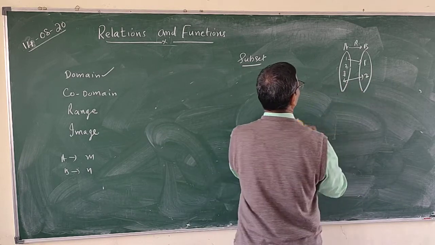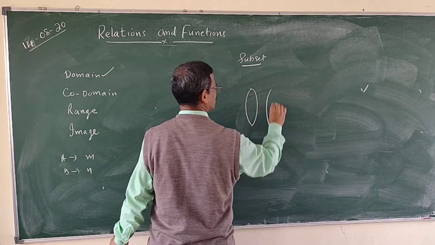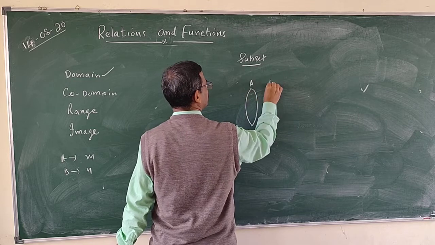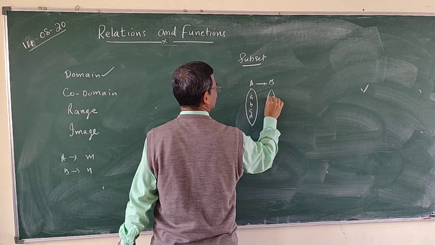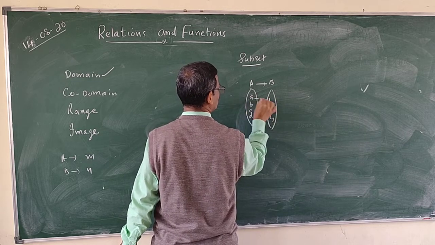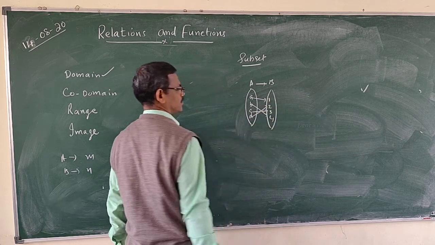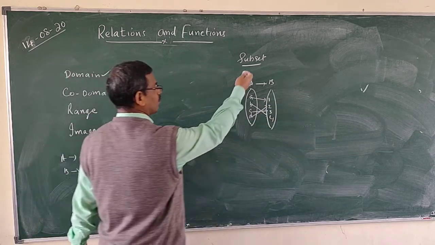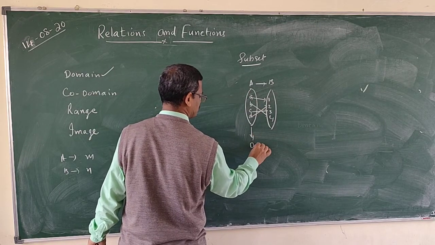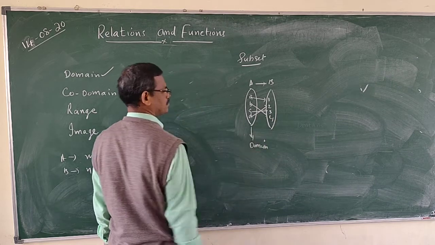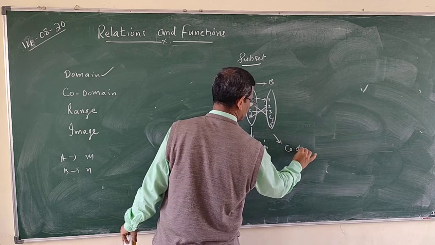Now suppose I make another example. This is A, B, C, D, then 1, 2, 3, 4. We can call that, what is the domain? A is the domain. This full set is the domain. And this set is called the codomain.